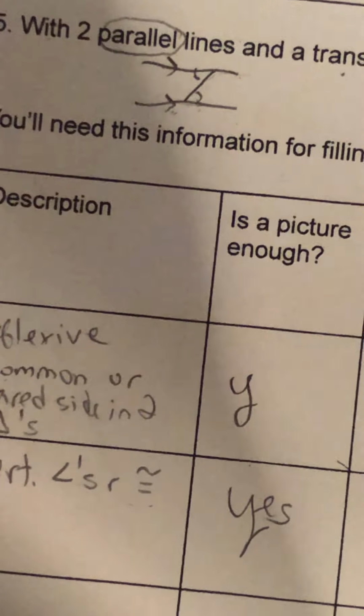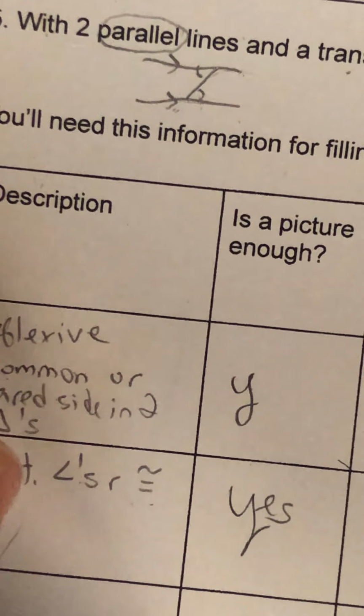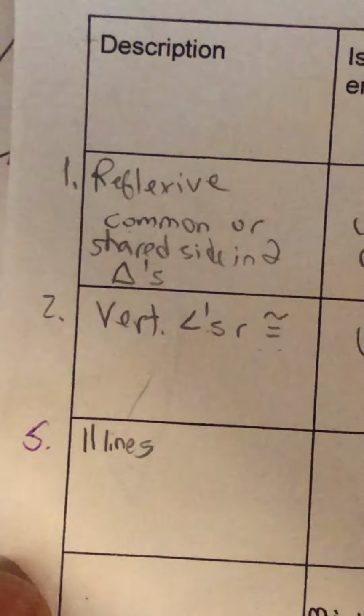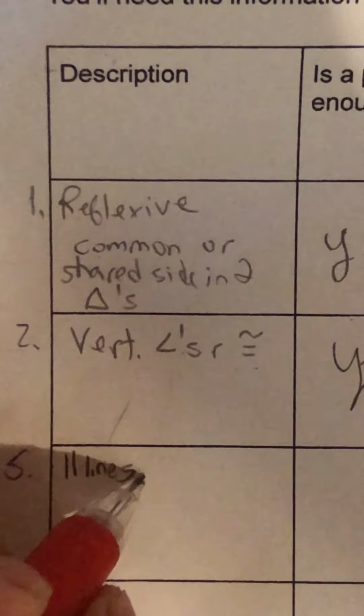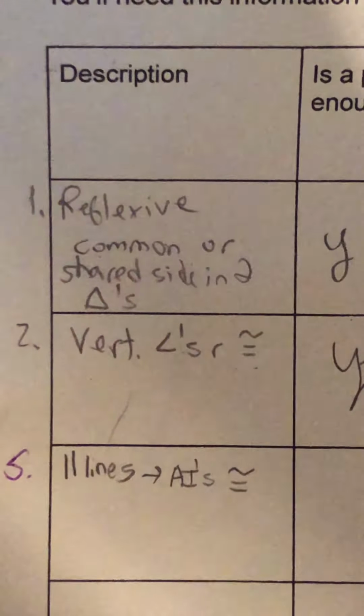All right, next one is the parallel lines and the transversal. So this was number 5 up there. This is AIs, alternate interior angles. So if you have parallel lines, I'm going to abbreviate it that way, then your AIs are going to be congruent.